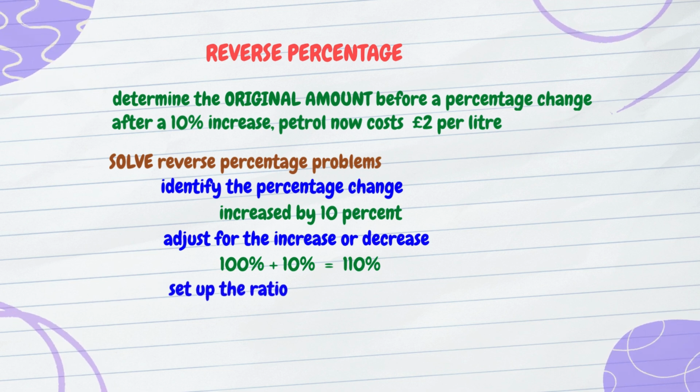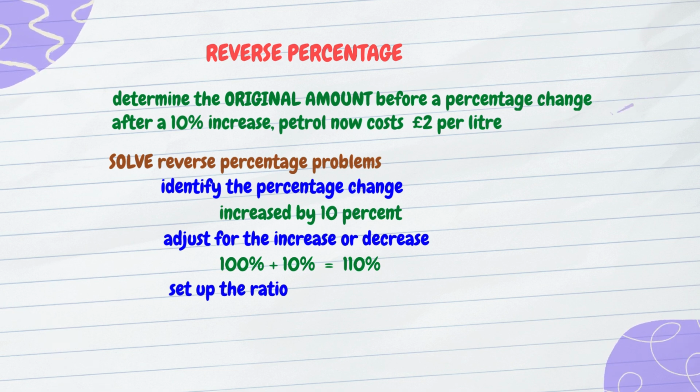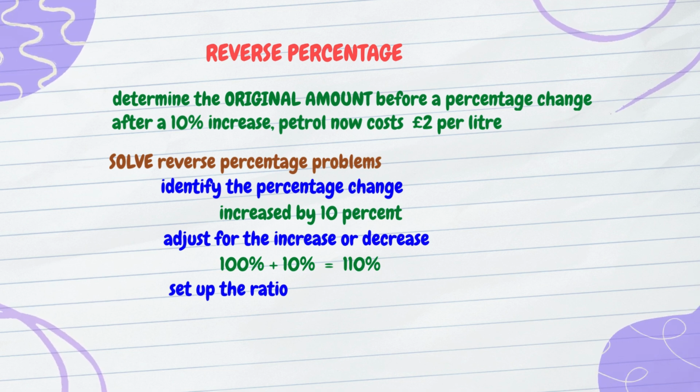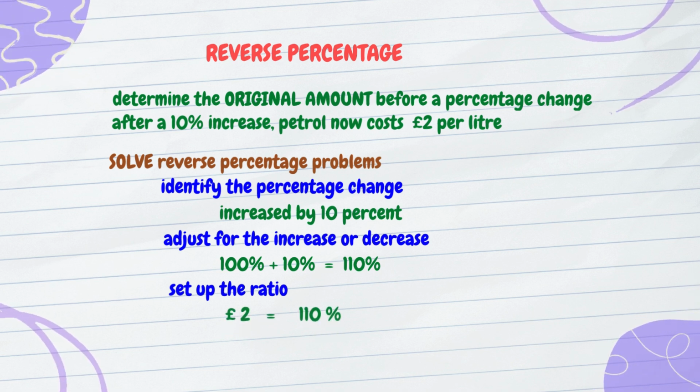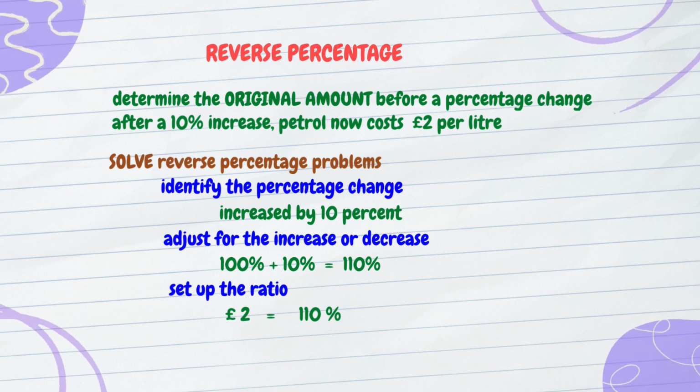Third, set up the ratio. We now know that the new price, that is £2, is 110% of the original amount, so £2 represents 110%. We want to find the original 100%.